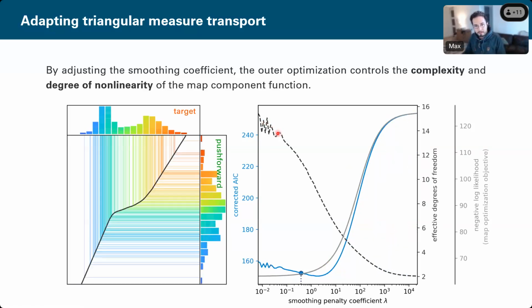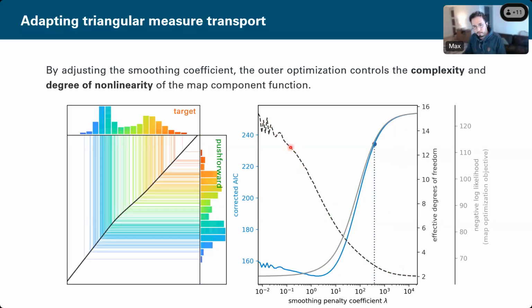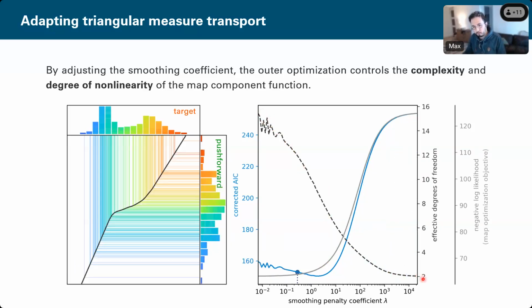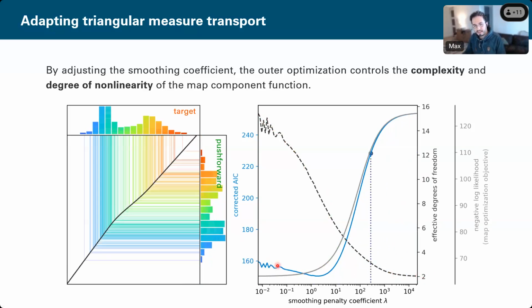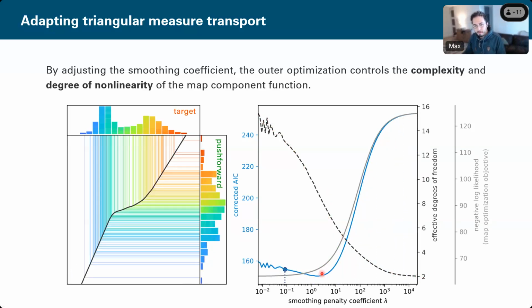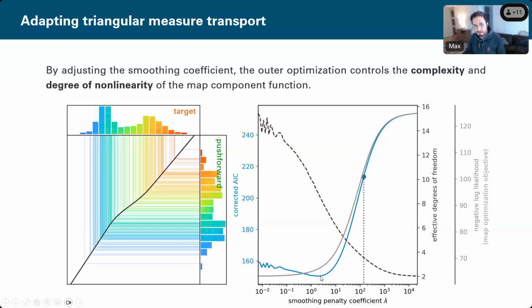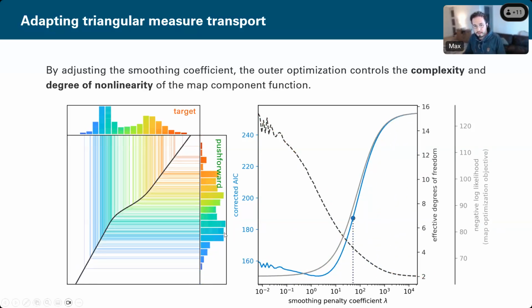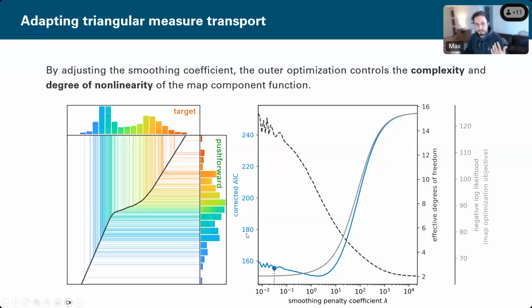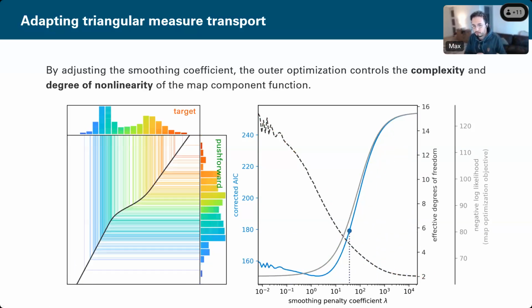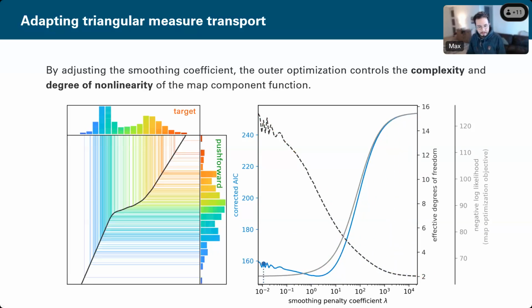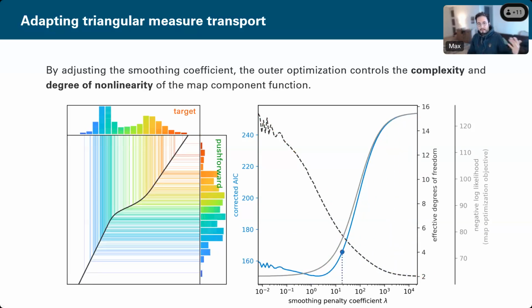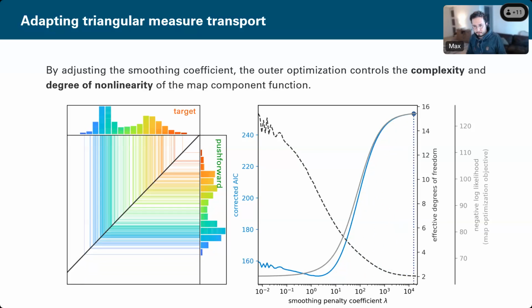At the same time, however, the degrees of freedom decrease. So the smoother we make the function, the closer we get to linear, to 2 degrees of freedom. And you see the Akaike information criterion here in blue finds an optimal compromise somewhere here in the middle, where the map is still complicated enough to turn this into something Gaussian, but at the same time also uses only as many degrees of freedom as it really needs. So with this, let's take a look at some numerical results to see this algorithm in action.